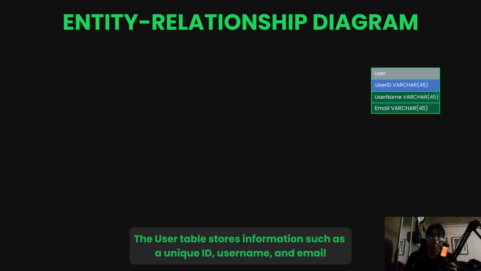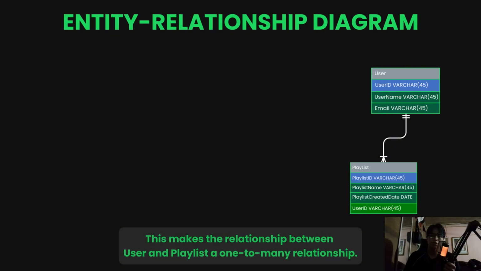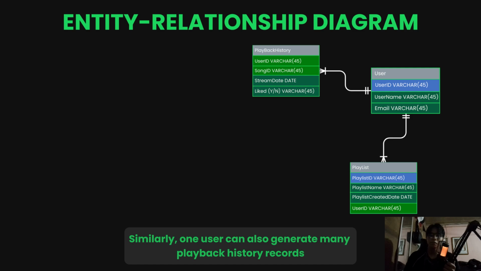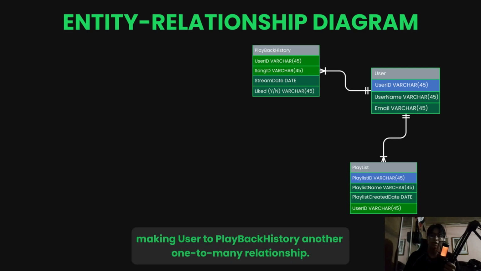The user table stores information such as a unique ID, username, and email. One user can create many playlists, but each playlist belongs to exactly one user. This makes the relationship between user and playlist a one-to-many relationship. Similarly, one user can also generate many playback history records, but each playback record belongs to only one user, making user to playback history another one-to-many relationship.